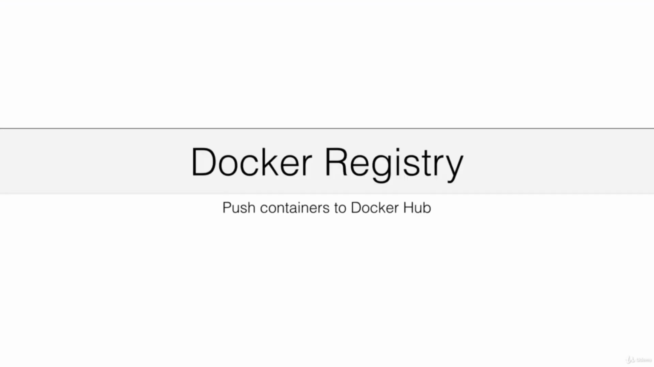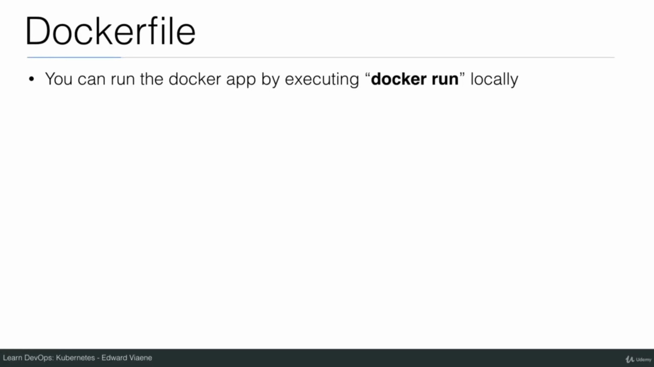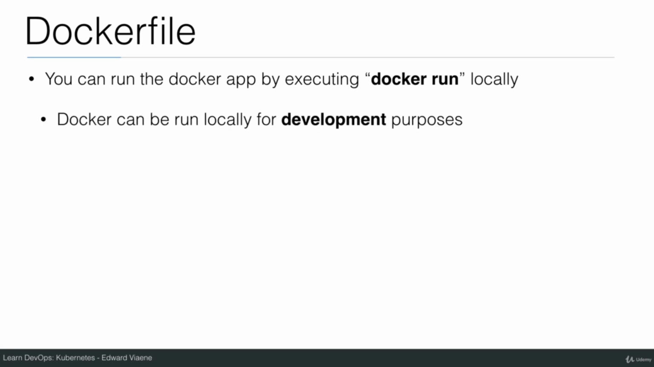In this lecture, I'm going to talk about the Docker registry. I'm going to show you how to push containers to Docker Hub. You can run the Docker app by executing docker run locally. That's what I just showed you in the previous demo. Docker can be run locally for development purposes. If you just want to do some local development, you can run your containers locally. You don't need Kubernetes for that.